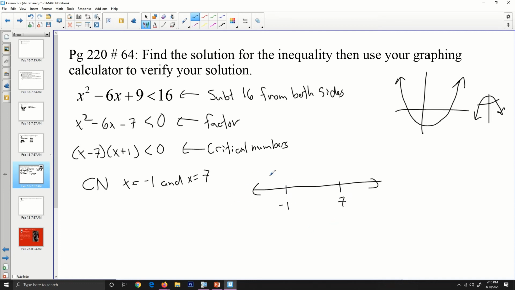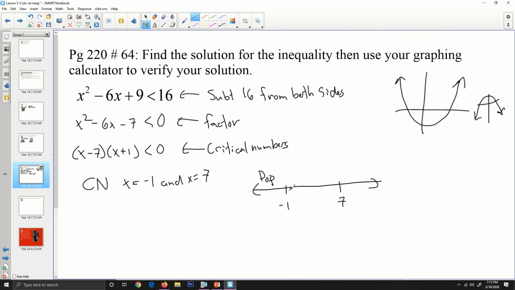So let's say I pick like -10. -10 is clearly in this interval over here. -10 makes that negative. -10 makes that negative. So negative times a negative is positive. And a positive number is not less than 0. So this interval does not count.